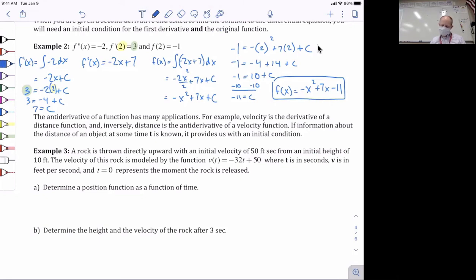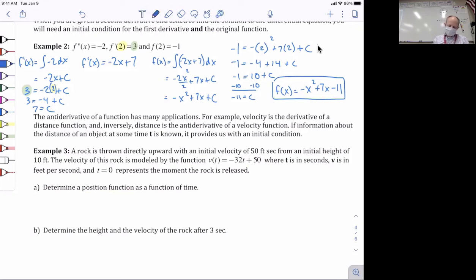So a rock is thrown directly upward with an initial velocity of 50 feet per second from an initial height of 10 feet. Initial height, there's your initial condition. Now, the velocity of this rock is modeled by the function v of t equals -32t plus 50. Okay, where t is in seconds, v is in feet per second, and t equals 0 is going to represent the moment the rock is released. So it says determine a position function as a function of time.